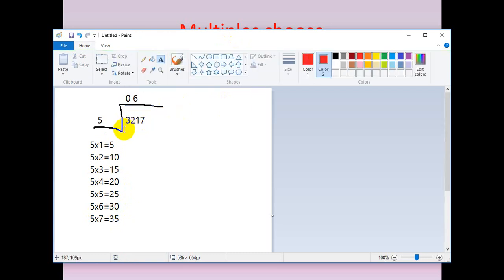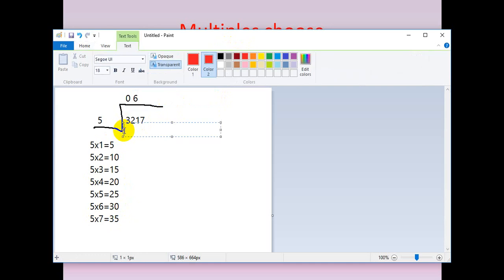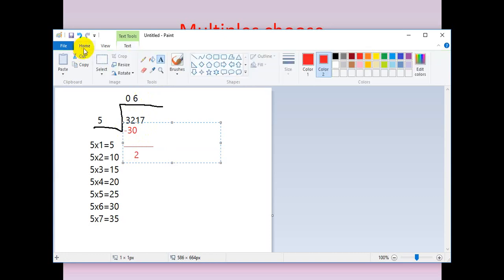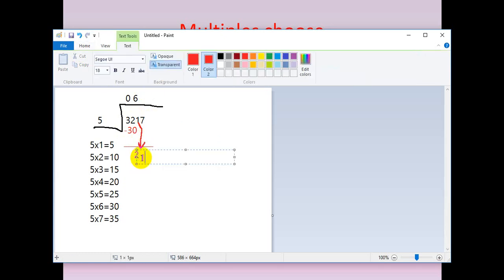minus 30. Okay, 2 minus 0, it will be 2, and 3 minus 3, it will be 0. We write 2, and bring down 1. It will be 21.